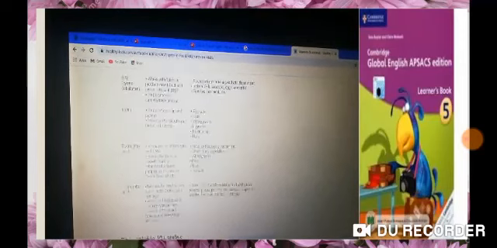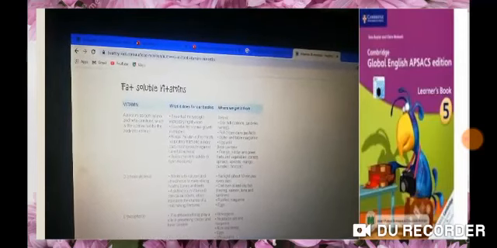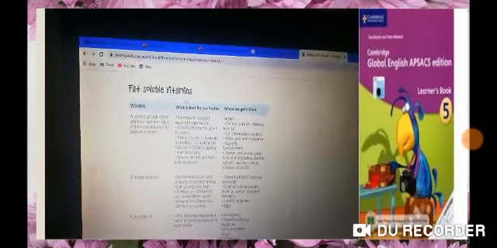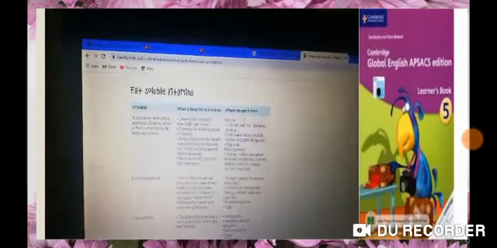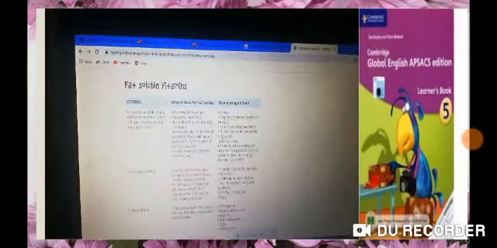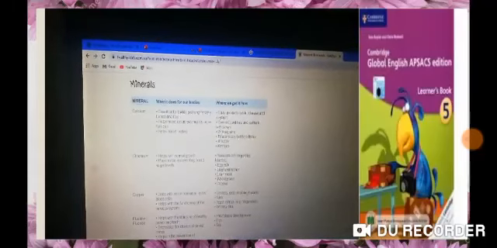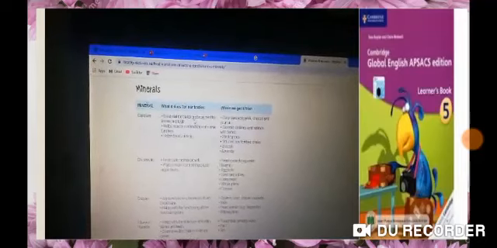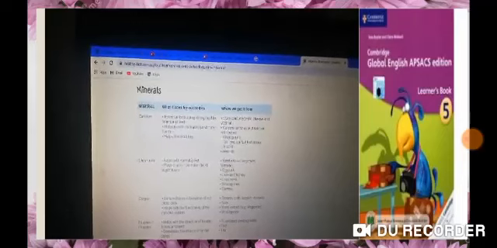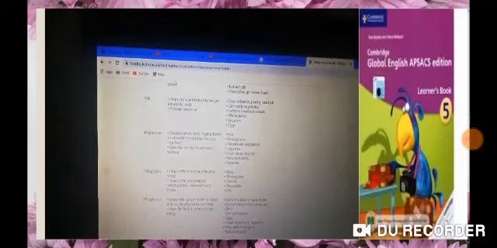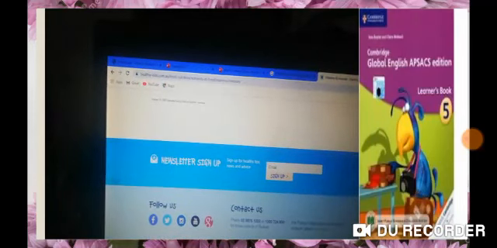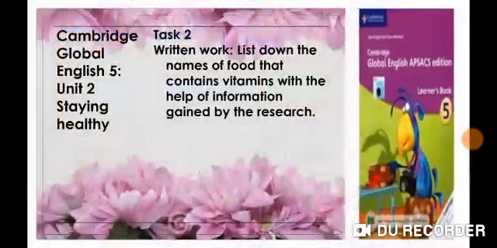Then if you scroll down, you can see there are fat soluble vitamins. Again, the name of the vitamin is given, then what it does for our body and where we get it from. Then names of the foods are mentioned. Then you can see there are minerals, the names of the minerals, where we get certain minerals and what they do to our bodies. And you will read all this information and list down the names of the vitamins and the foods from which we gain certain vitamins.